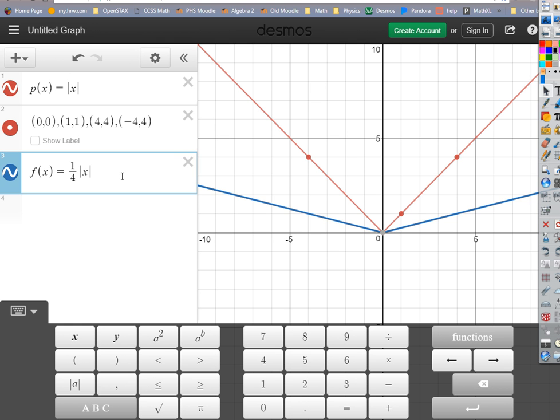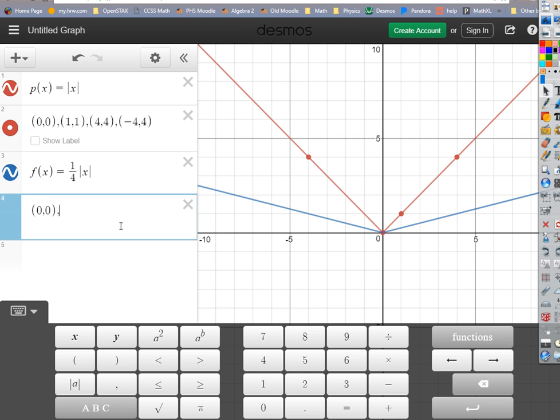Okay, so now, what points is this going to go through? So let's find some points here. Well, if I input a 0, what am I going to get back from my y value? What's the absolute value of 0? 0. Times 1/4? 0. Oh, 0, right, sorry. You're right. So 0, comma, 0, right? So there's one point it goes through.